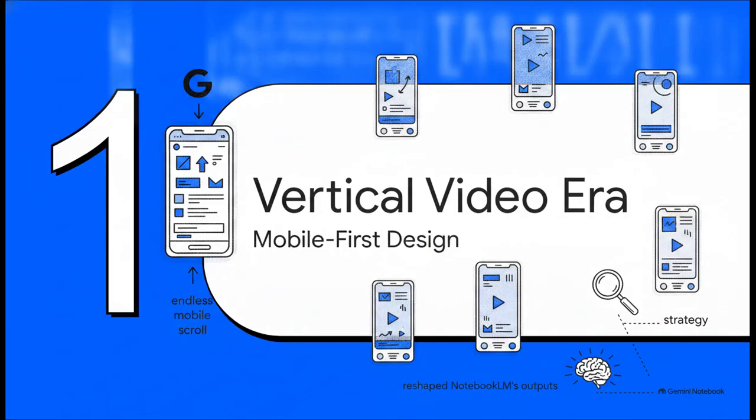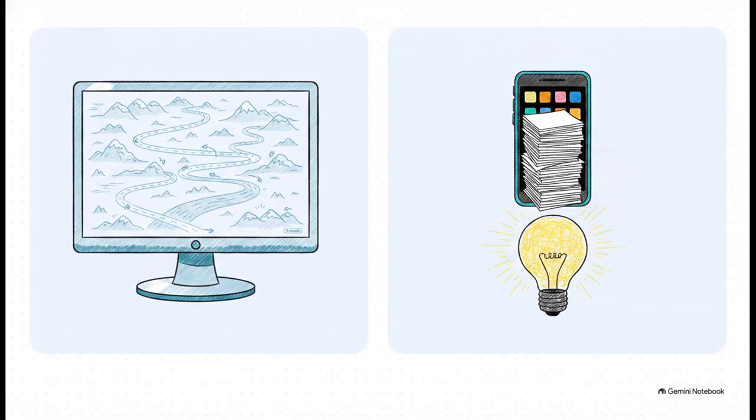Section 1, the vertical video era. So Google has fully recognized the undeniable power of the endless mobile scroll. And that's led to a really stark contrast in NotebookLM's video options. On one side, we've got the 16:9 cinematic video overviews. These are powered by those heavy-duty VO3 and Gemini models. They're immersive, they run for several minutes, and they really let complex ideas breathe. They're perfect for a deep dive desktop review.